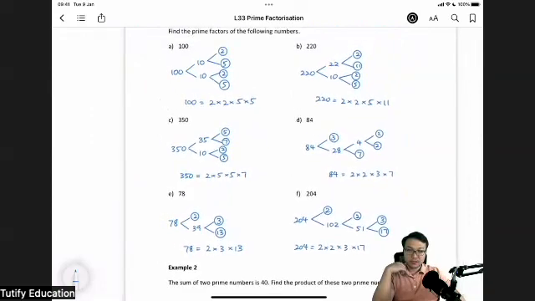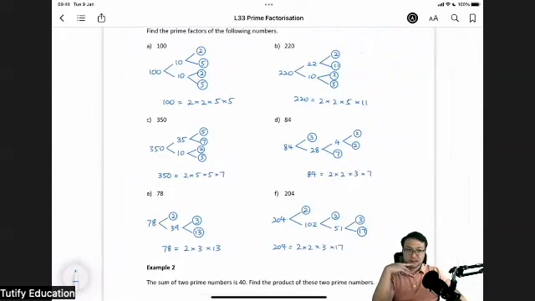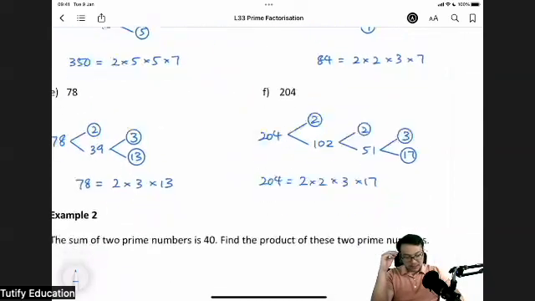Anyone want to clarify anything about the factorization? So we have used branching. We circle all the prime numbers. Once you have circled all the prime numbers, you can write it down in a number sentence. In the number sentence, you arrange the numbers from the smallest to the biggest so that you will not make any careless mistakes, especially when you're doing word problems.